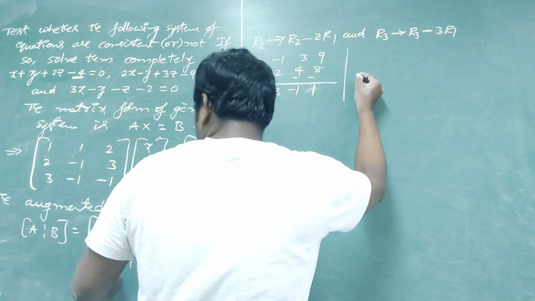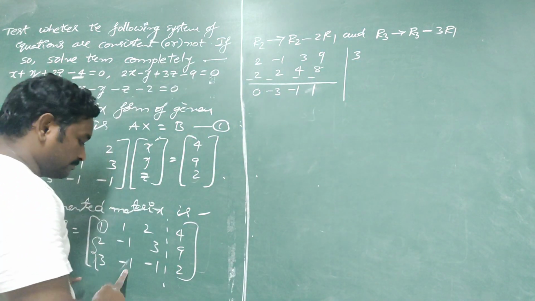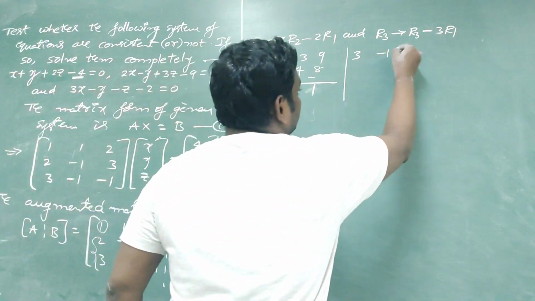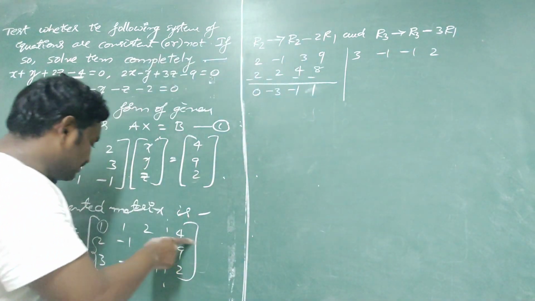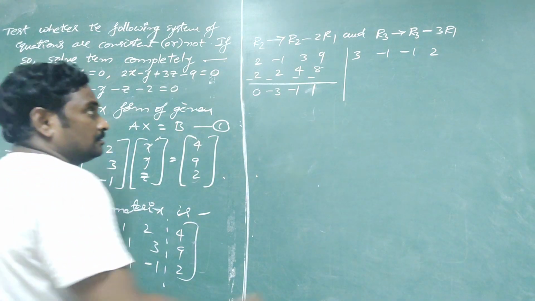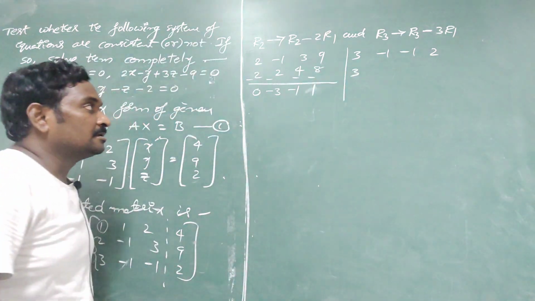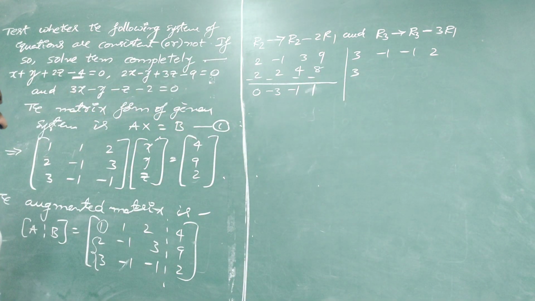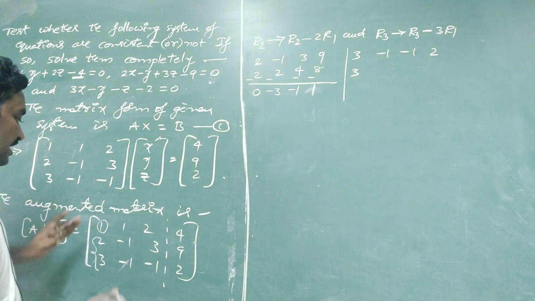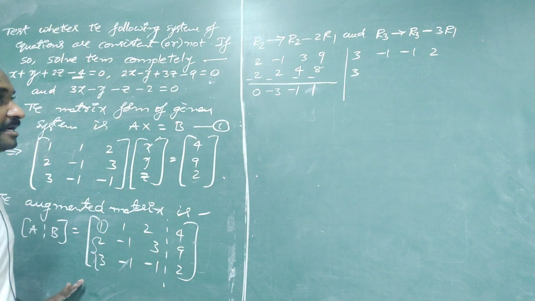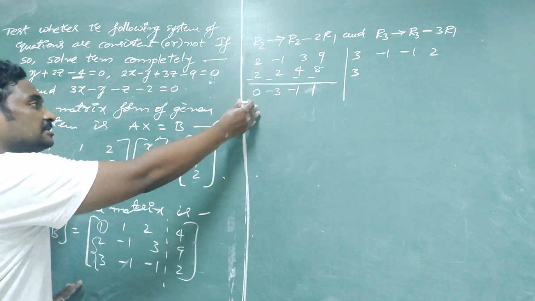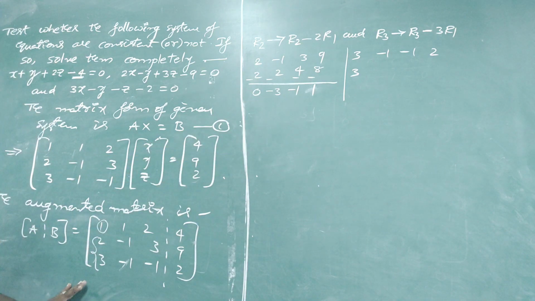And R3, write the third row: 3 minus 1 minus 1 2. Multiply the first row with 3. If you have the confidence, you can write the direct step. You can write the elements directly in the matrix. But in my opinion, this is the best method to avoid numerical mistakes. Some members use a calculator also to write the row operations, but it takes a lengthy time.